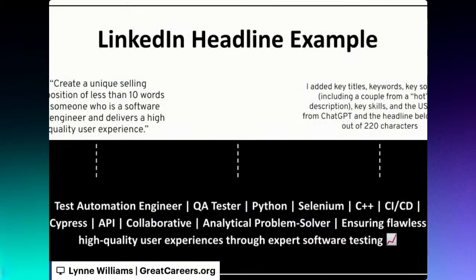So here's an example of a LinkedIn headline. I put into ChatGPT, create a unique selling proposition of less than 10 words for someone who is a software test engineer and delivers a high quality user experience. Well, where did that high quality user experience come from? That actually came from a job description that somebody wanted to apply to. And so we decided to weave that into the USP in the headline.